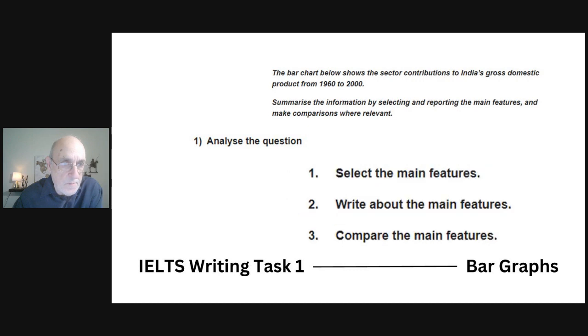So as you analyze the question, you can see that there are 3 basic parts to accomplishing the task. And these are the only 3 things that you have to do when it comes to writing your essay for this bar graph. First of all, select the main features, then write about the main features and compare. Okay, so this is your 3-step task, and this is all you have to do.